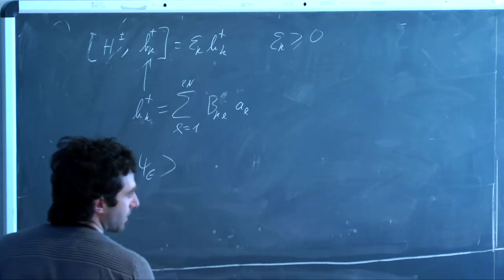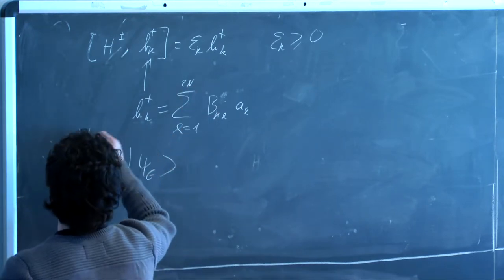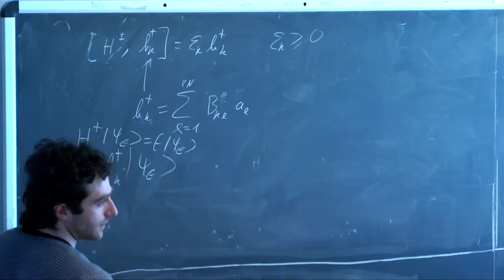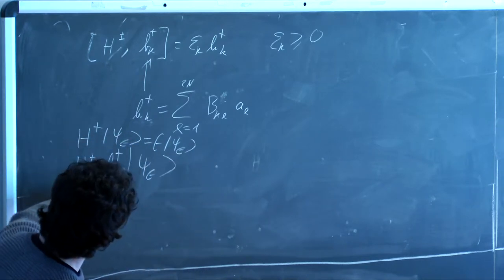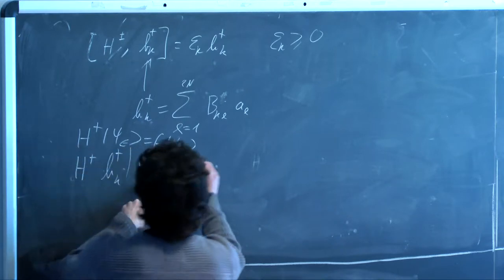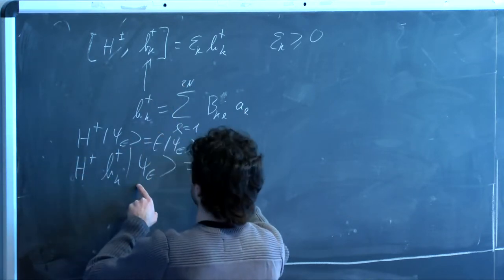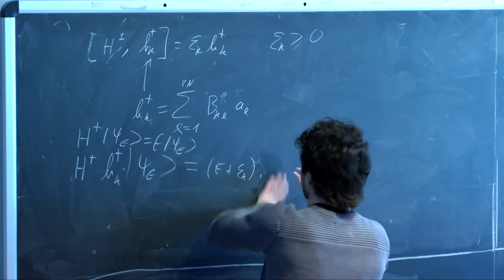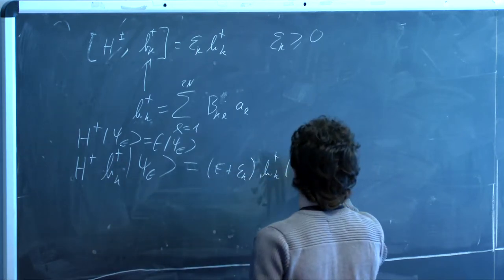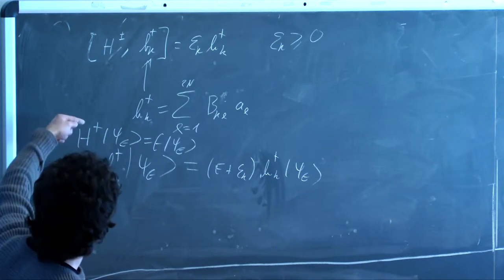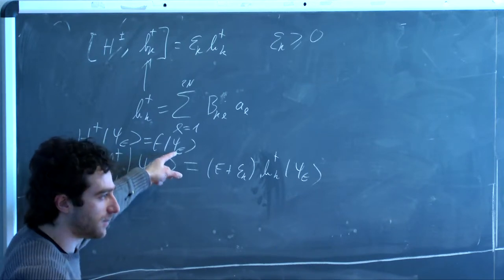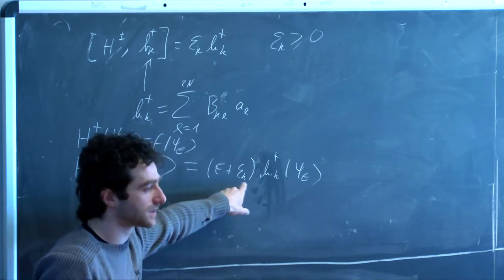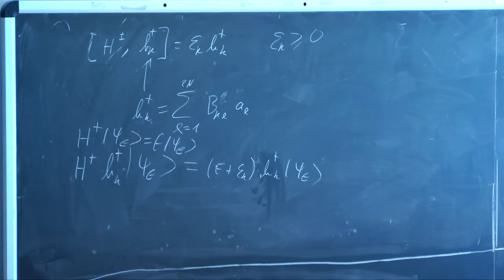So if we are able to find this operator, then we know that when we apply H, if H plus applied to psi E is equal to E psi E, so it's an eigenstate, then when we apply H plus to B dagger K psi E, what we find using the commutation relation is that this is equal to E plus epsilon K times B dagger K psi E. So like in the harmonic oscillator, for each eigenstate of the Hamiltonian, we can construct another eigenstate by applying this operator, and it will have this energy. Okay?